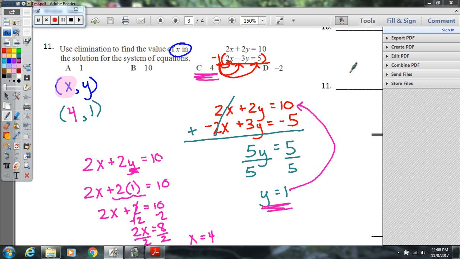Letter C is the correct answer. Now, I hope that none of you chose letter A, because letter A is the y value, and they wanted to know the x value. So be really careful with what the question's asking.